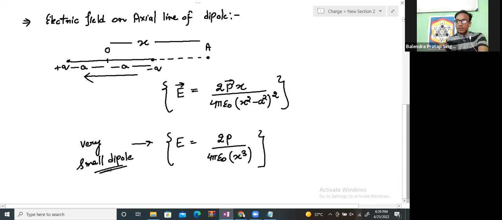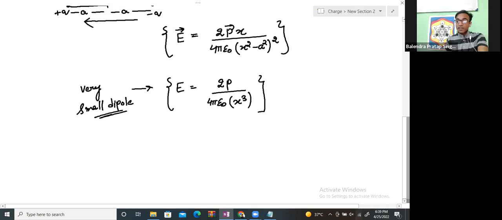So this was a very quick revision of your electric dipole, electric dipole moment, and the electric field on the axial line of a dipole. Today we are going to study the electric field on the equatorial line of a dipole. These two derivations are very important: the first one on the axial line and the other on the equatorial line of a dipole.